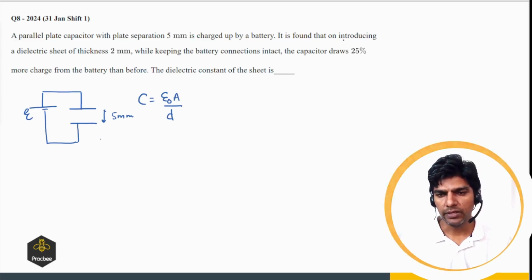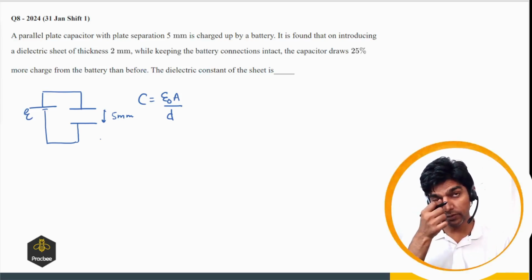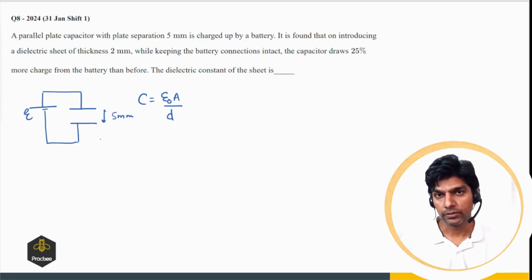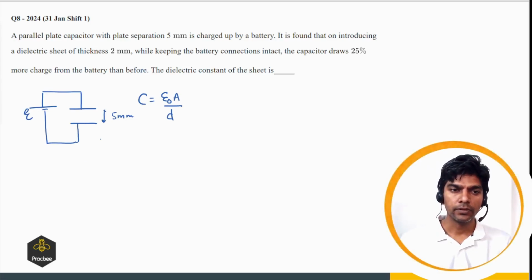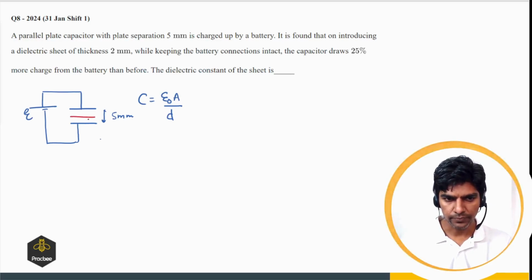Now it is found that on introducing a dielectric sheet of thickness 2 millimeter while keeping the battery connection intact, the capacitor draws 25% more charge from the battery than before. So the final charge on the capacitor after inserting a dielectric slab of thickness 2 millimeter stores 25% more charge than before.